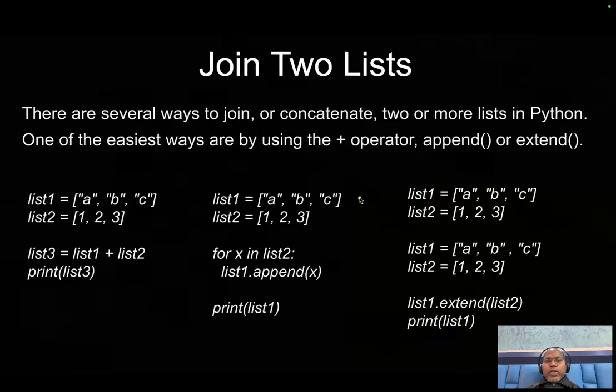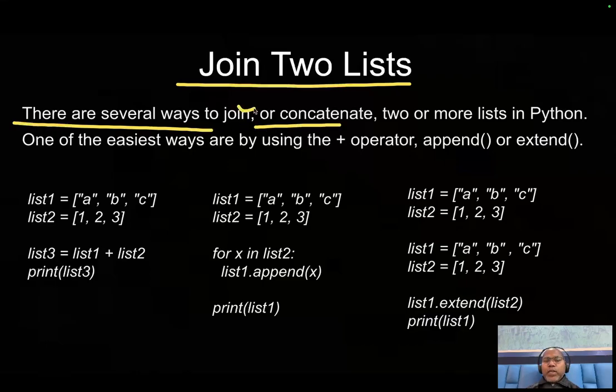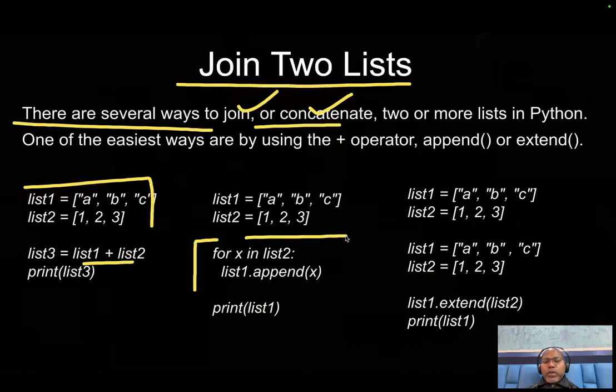Okay, and even if you have two lists, you can also join them and make one list. You can say concatenate. So here we have two lists, and you can just use the plus operator, or you can use a for loop with the append method, or just the extend method. These are the different ways, using the plus operator, append method, or extend method, to make a joined or concatenated list.